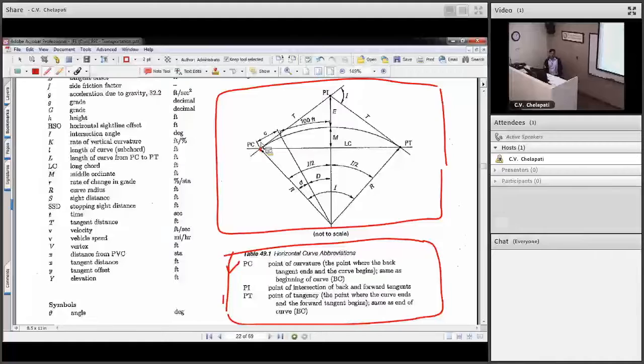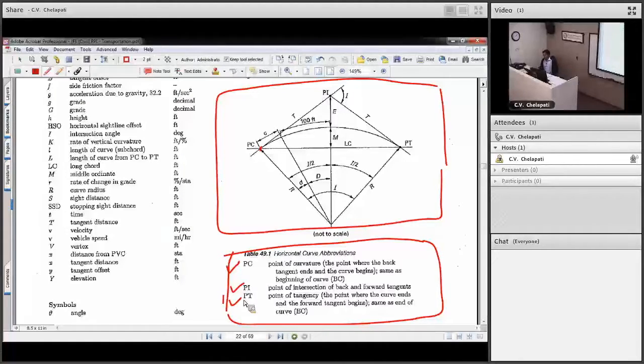In an exam question, you will have things like, PC is this, or the stationing of PC is this, and the stationing of PT is not known. How would you know the stationing of PT? It won't tell you this is a point of curvature or a point of intersection or point of tangency. You will have to know what they are and how to put them on a diagram.